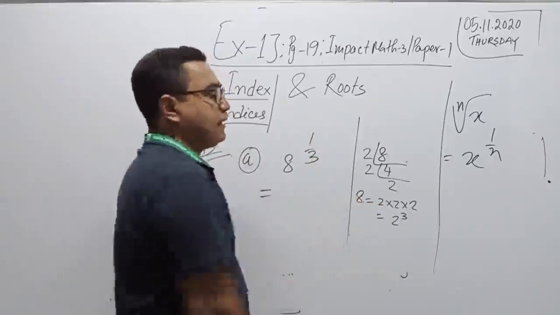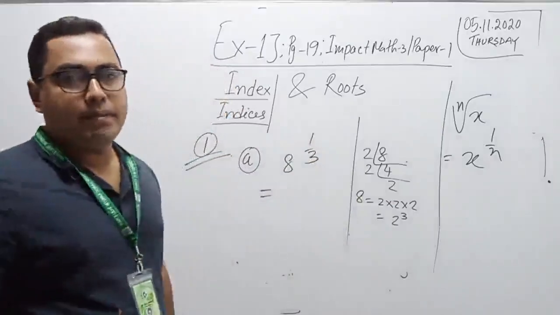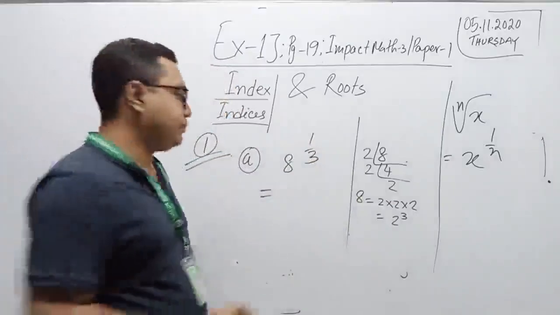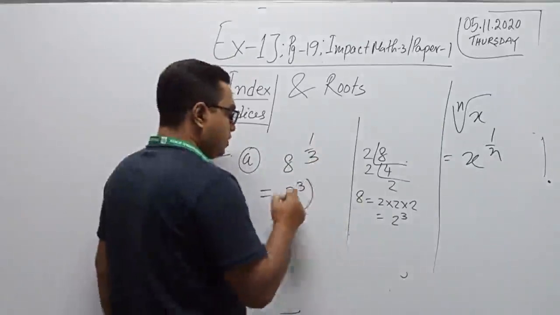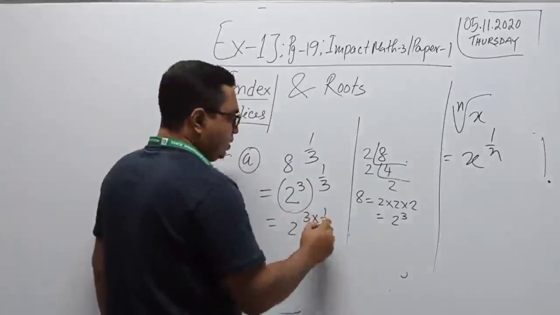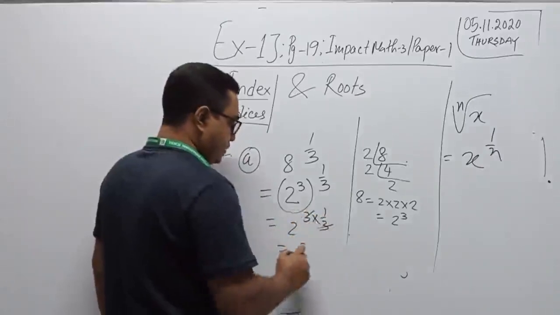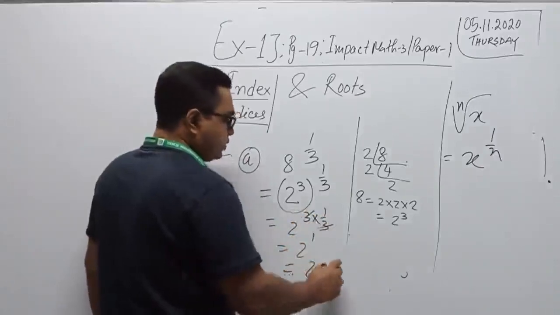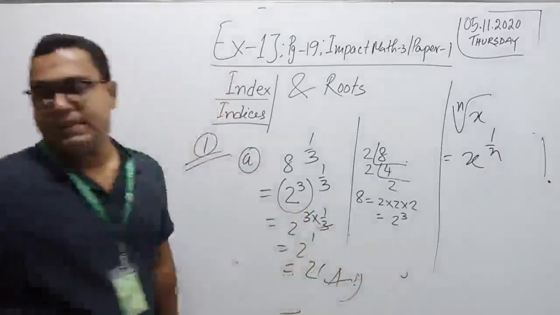To find this power, that's the simplest form. First of all, you have to factorize it. If you can mentally calculate it, no problem. Suppose 2 to the power of 3 to the power of 1 by 3. So 2 to the power 3 times 1 by 3. 2 to the power 1, that is 2. This is the answer.